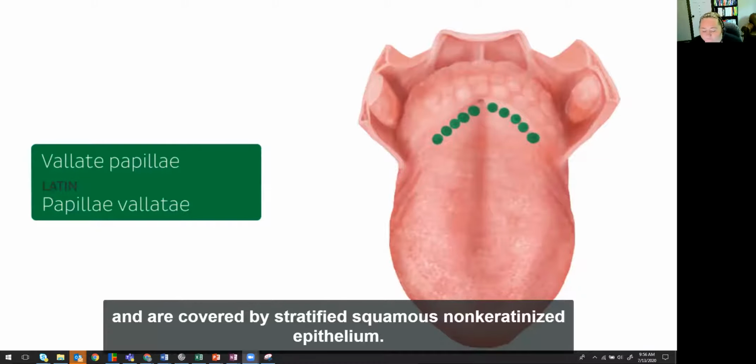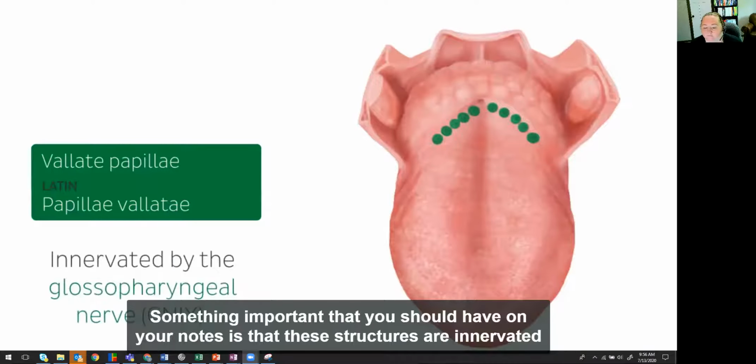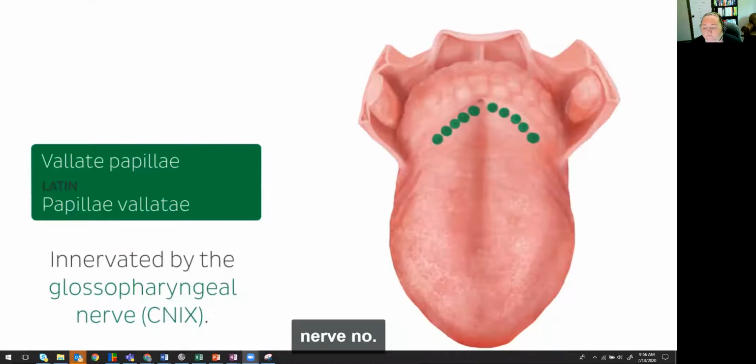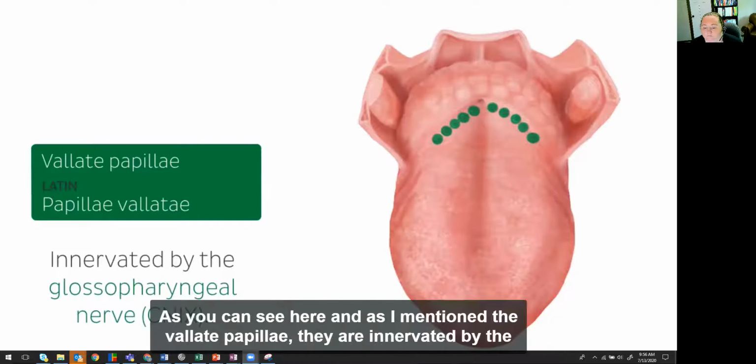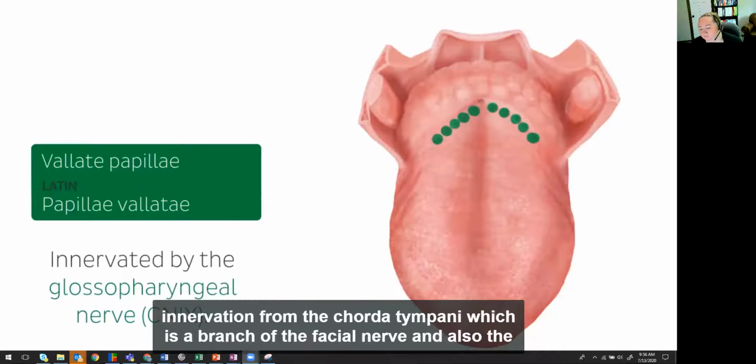non-keratinized epithelium. Something important that you should have in your notes is that these structures are innervated by the glossopharyngeal nerve, which is a cranial nerve. To be more specific, it is cranial nerve number 9. As you can see here, and as I mentioned, the vallate papillae are innervated by the glossopharyngeal nerve, and like the rest of the body of the tongue that gets sensory innervation from the chorda tympani, which is a branch of the facial nerve, and also the lingual nerve.